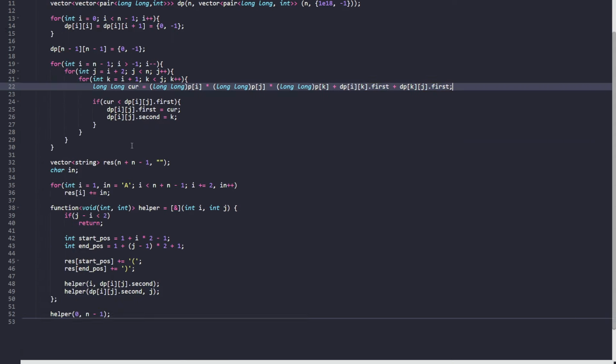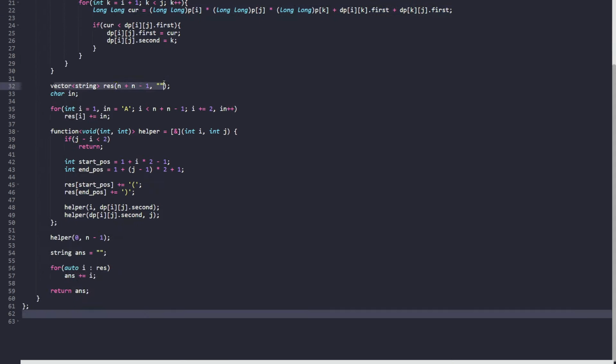Let's say we have calculated all of these things, then we create our final result array of size n plus n minus 1. All of them are initialized with empty string. Now I start from index 1 and I am incrementing I by 2 each time, and for each of these positions I am placing the characters A, B, C, D and so on. So I have initialized with A and it is incrementing by 1 while the index is incrementing by 2. So it is going to put A, B, C, D and so on in the result vector by leaving 1 space in between.